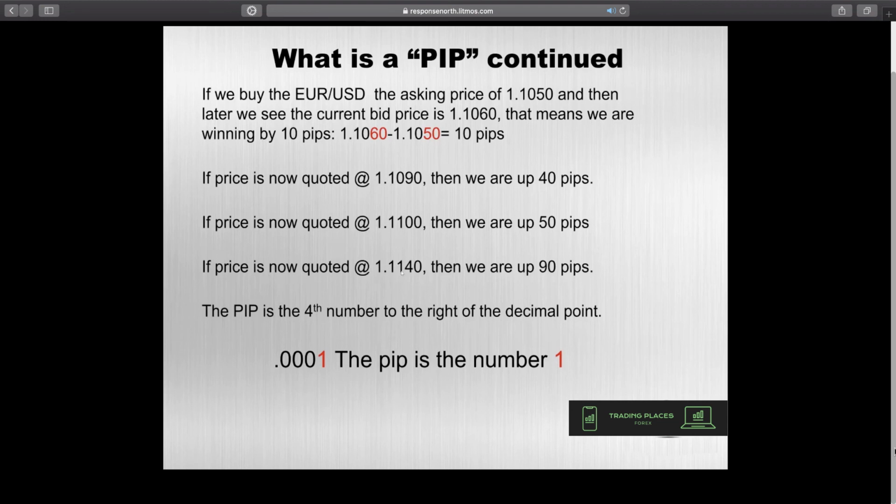What if price is now quoted at 140, right? 1.1 still hasn't changed, but we've gone from 50 to 90 to 100 to 140. So 140 minus 50 is we're up 90 pips. Does that make sense? We're looking at the pips. So you have to remember to look at that 4th digit, right? The pip is the 4th number to the right of the decimal point. You have to do that over and over. 0.0001, the pip is the number 1. Okay.